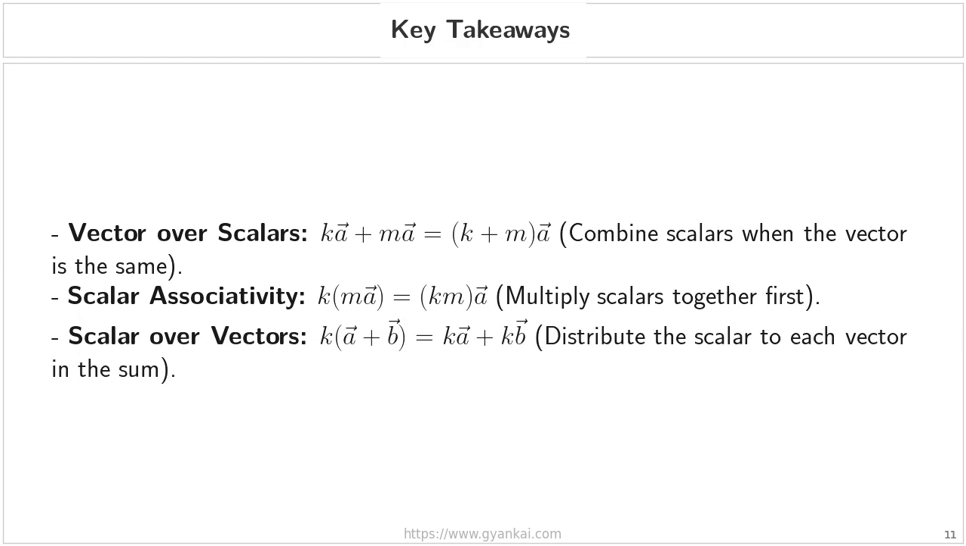Finally, we covered the distributivity of a scalar over vectors. This is where you apply a single scale factor to a sum of different vectors. As we saw with our force example, k multiplied by the quantity, a vector plus b vector, is exactly the same as k a vector plus k b vector. You are simply distributing that scalar to each individual vector in the sum.